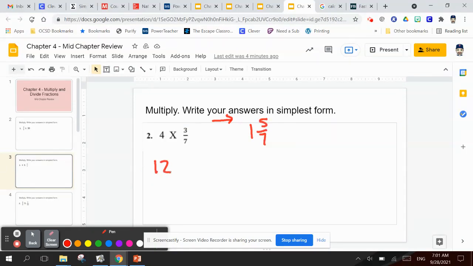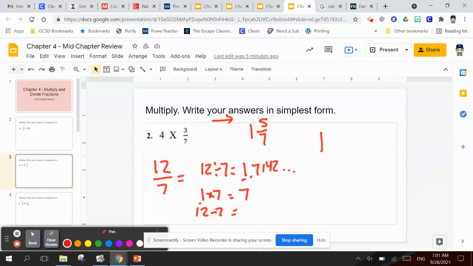But if I did it by hand, it would be 12/7. If I were to take 12 divided by 7, I would get 1.7142... It continues on. So I take that 1, I go 1 times 7, that's my denominator, which is 7. Take that 1, I know that's going to be my 1 whole. Take 12 minus 7, and it's 5. So there's my numerator, here's my denominator, 5/7.